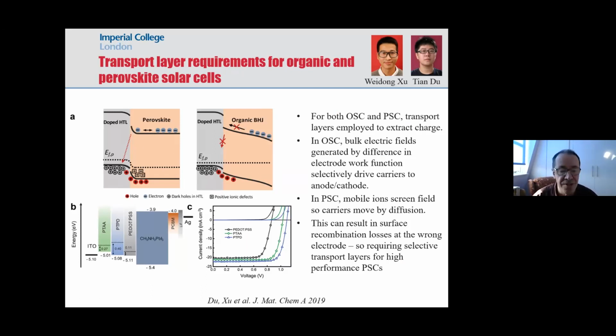I'm not going to go into the details. There are many, many papers on interfacial recombination in perovskite solar cells. But the key point is that achieving good contact selectivity is really key to achieving high performance in the perovskite solar cells, but much less critical for the organic solar cells.